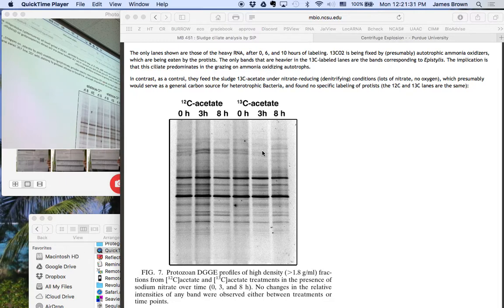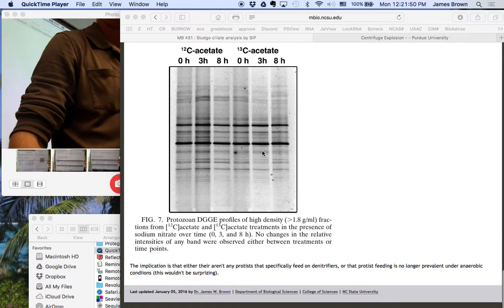Yeah? But you said there's no oxygen. Aren't these protists aerobic? Exactly. These are aerobes. In anaerobic conditions, they're not growing, they're not feeding, they're quiet, if they're lucky, dead if they're not. This is one of the limitations of this kind of experiment.